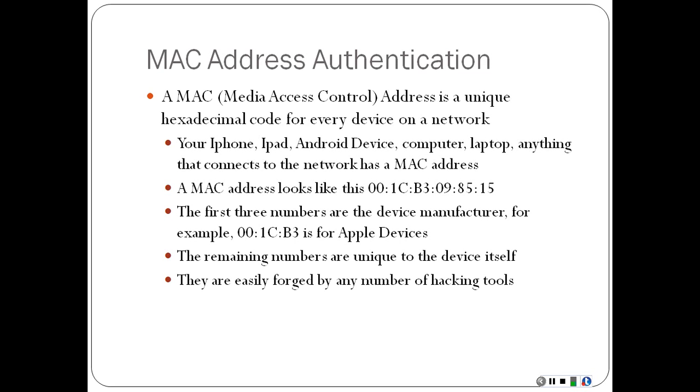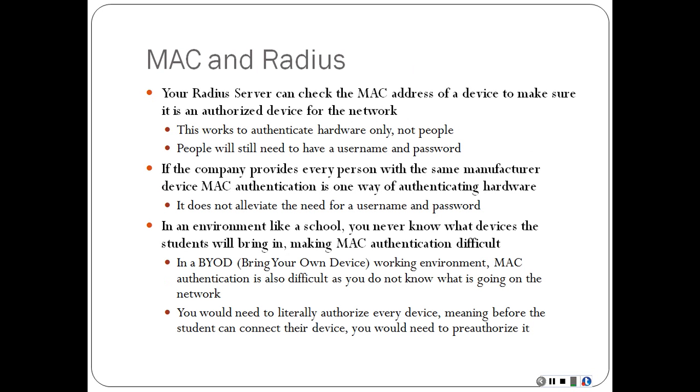The first three numbers are always going to be your manufacturer. So Apple is 00:1C:B3. Microsoft would be different, and Cisco would be different. So you can pin it down by device. The remaining numbers are unique to the device itself. Now, the downside is that MAC addresses have been easily forged or hacked since 1999. So while your Radius server can check the MAC address, it works only to authenticate hardware, and that's one thing I really want people to understand: it's hardware only, and it's by device type. You can do it by manufacturer, but then you have to have a nice homogeneous network, a network where all the devices are the same, right?